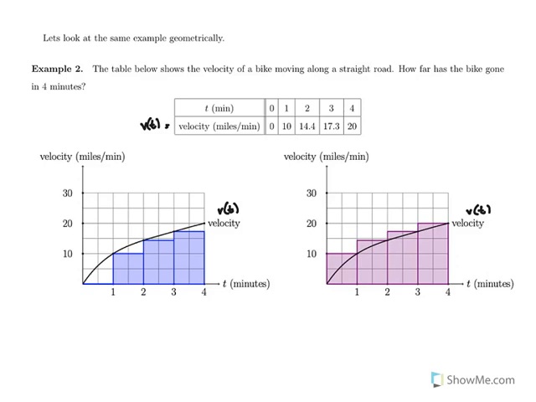In the first one, we approximated the distance traveled as 0 times 1 plus 10 times 1 plus 14.4 times 1 plus 17.3 times 1. And these are areas of rectangles.